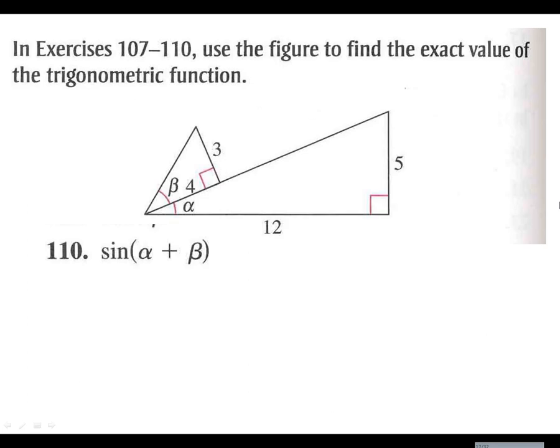Alrighty, 110, sine of a plus b. So they snuck this one in here just to make sure you have all your formulas, because the sine of a plus b is actually in 5.4 when it was first introduced. So we'll have to go back to 5.4 to find that formula. And our formula for that is sine alpha cos beta plus cos alpha sine beta. So now we're just going to plug in.